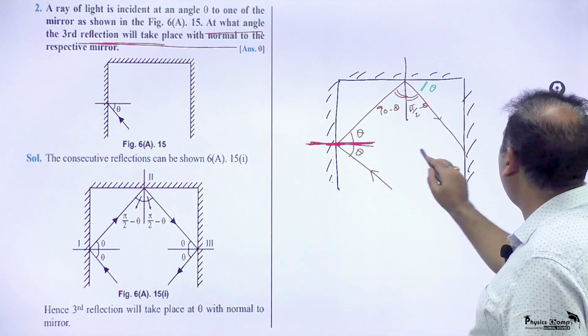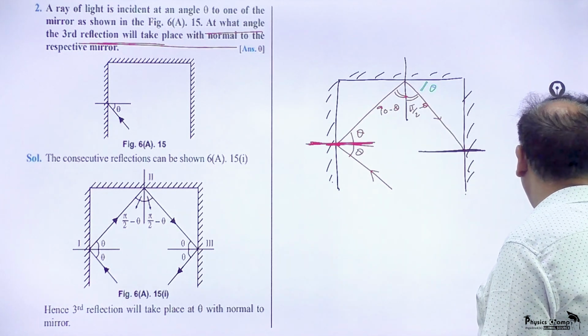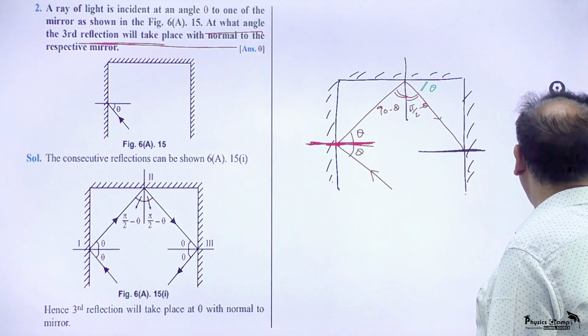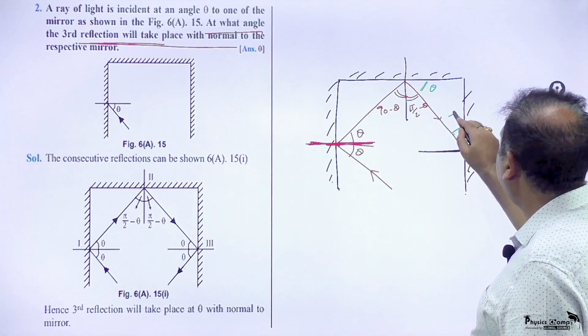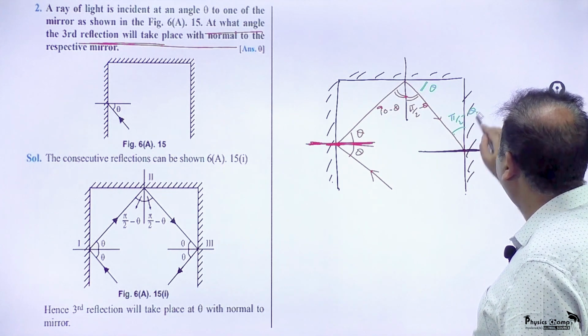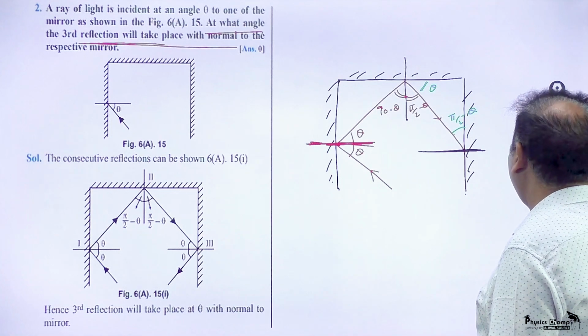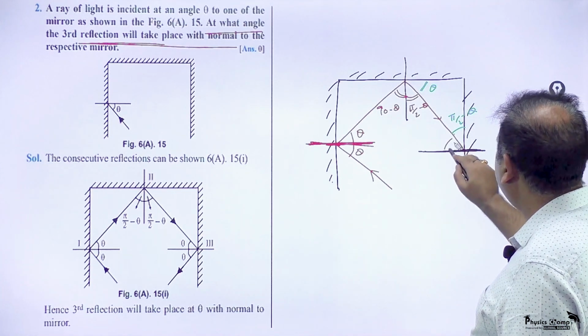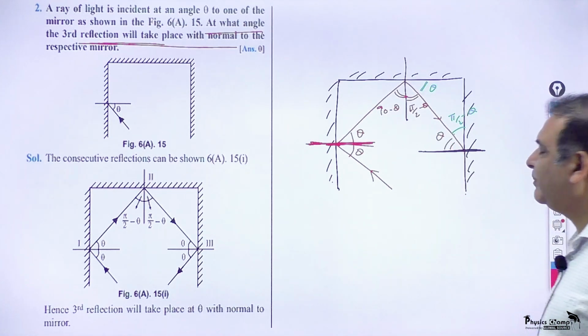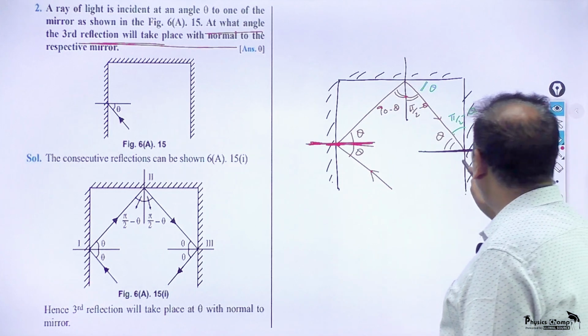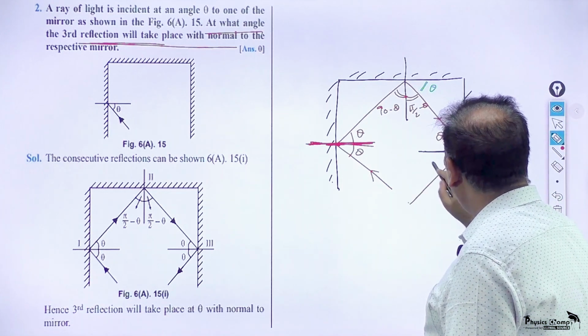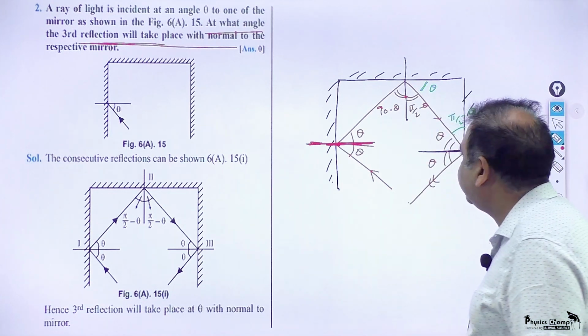So, if I draw a normal further over here, if that is theta, it means this is 90 minus theta. And if this is theta, 90 minus theta, then how much will be this angle? Theta. And if it is incident at an angle theta, it will obviously reflect at an angle theta.